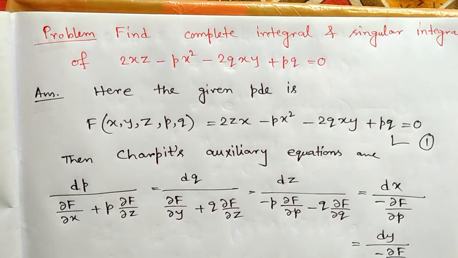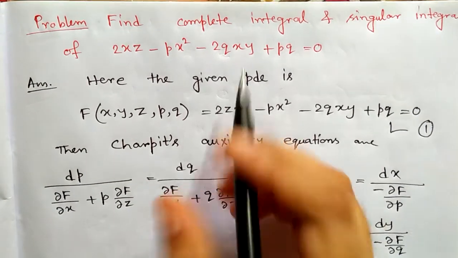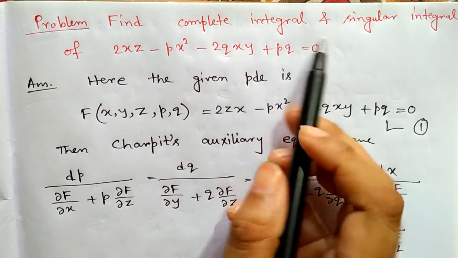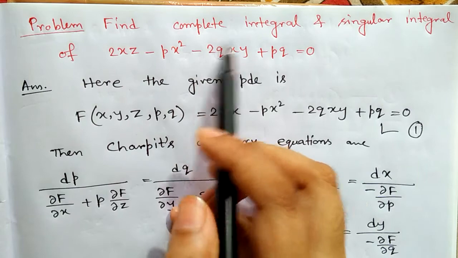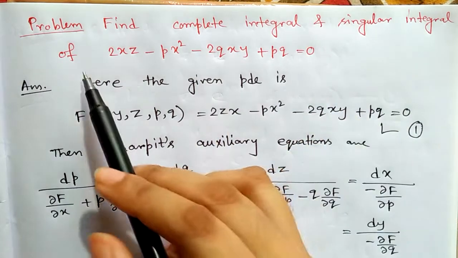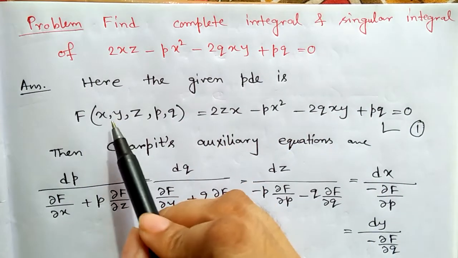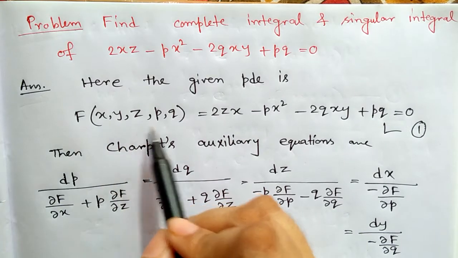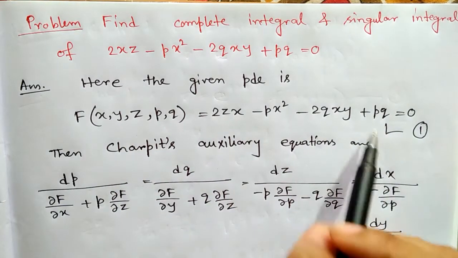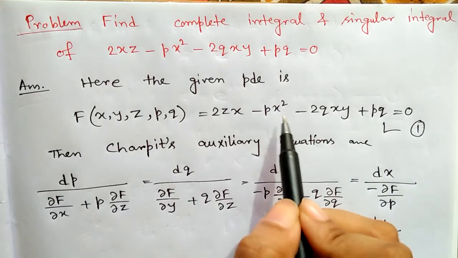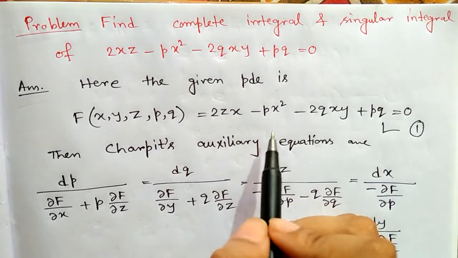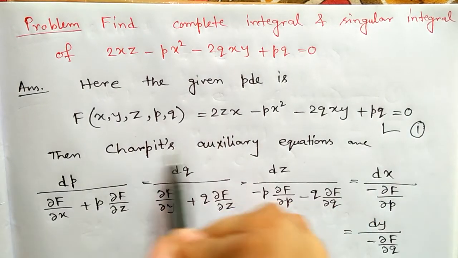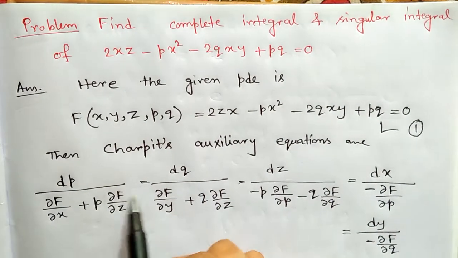Welcome to everyone. Today we are going to discuss a problem related to complete integral and singular integral. So the problem is: find the complete integral and singular integral of the PDE. Now this is our given PDE, f of x, y, z, p, q equal to this, numbering it as 1. Now as this PDE is non-linear and of first order, we use Charpit's method. So these are our Charpit's auxiliary equations.